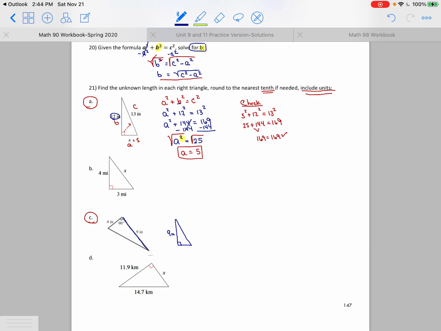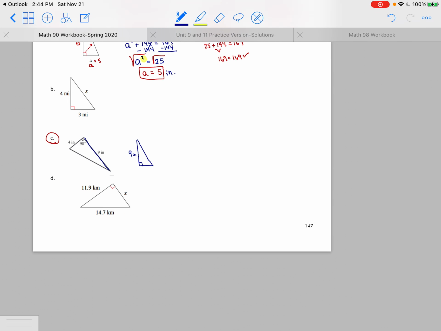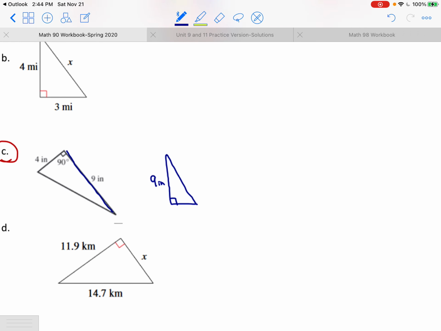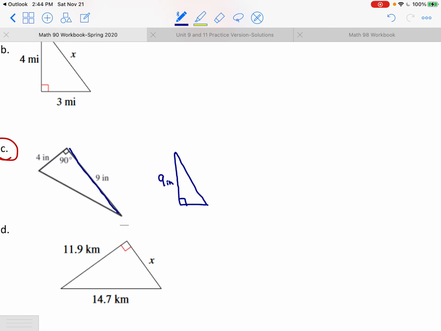You know what I realized I did here? I told you guys to use units and then I didn't. So A is equal to 5 inches. See? I make mistakes too all the time. All right, so 9 inches.